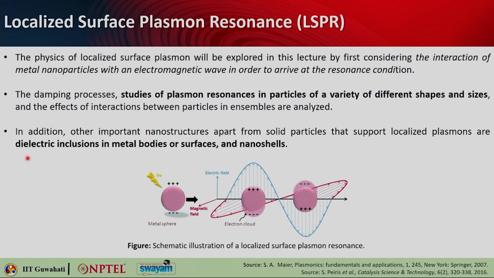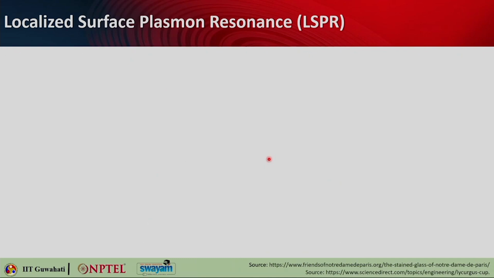Along with that, we will also see what other structures, other than, say, solid nanoparticles, support this kind of resonance. We will see that a dielectric inclusion in metallic bodies, or you can say a void in a metallic surface, can also support this kind of localized surface plasmon resonance, and also nanoshells can support it. So, we will also look into these particular cases.